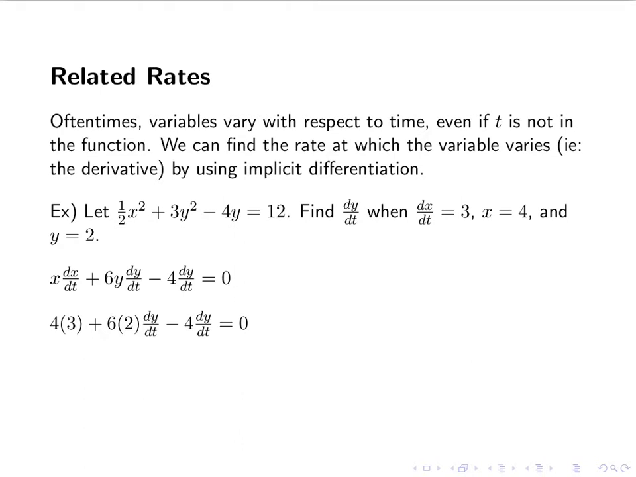And now again it becomes an algebra problem. I put everything without my dy/dt on the other side. So I'm going to have a negative 12. And then I have 12 dy/dt, 6 times 2, minus 4 dy/dt, and I have 8 dy/dt. And then I divide both sides by 8 and simplify, right? 12 and 8 both have a 4 in common, so I get negative 3 over 2. Okay. So it's just like implicit differentiation, except I've got even more variables floating around now.